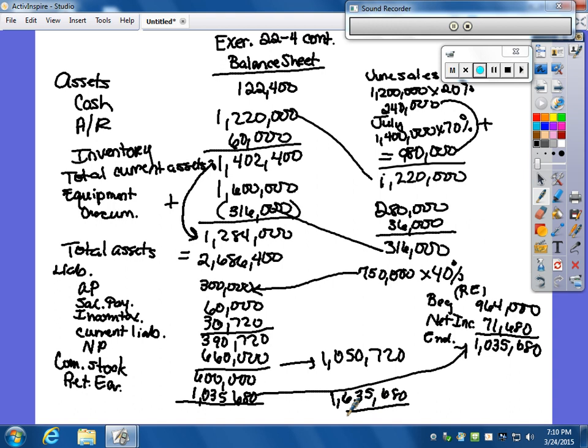All right. So of course, our liabilities and owner's equity or stockholders' equity needs to equal to what? Total assets here. Add these together and see if we equal, if we balance. You're gonna add 1,050,720 plus 1,635,680. Do we match? Yeah.